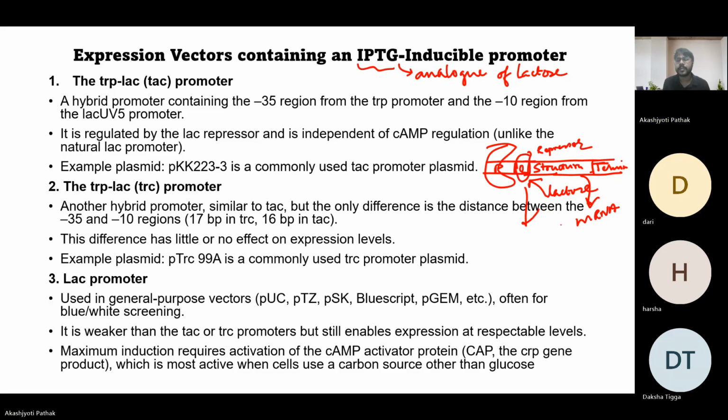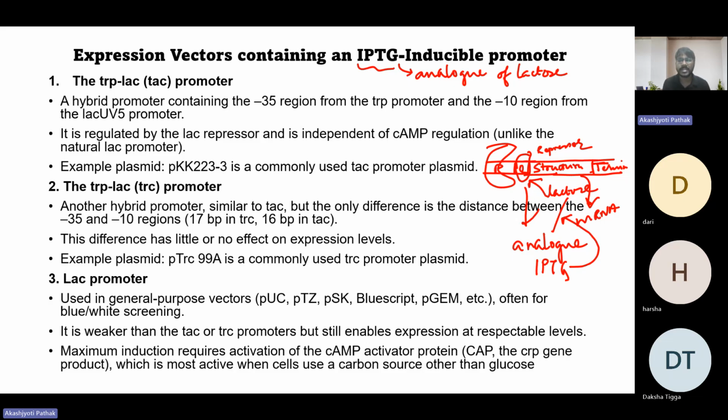So there is an analog of lactose, which is IPTG. Analog means what? IPTG is an analog of lactose, which means if you add this IPTG, it can also bind to your repressor protein, and this repressor protein can be removed and expression can start.